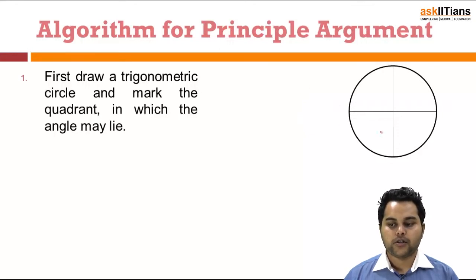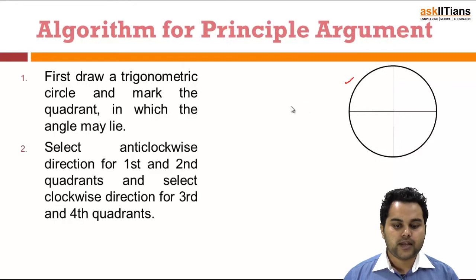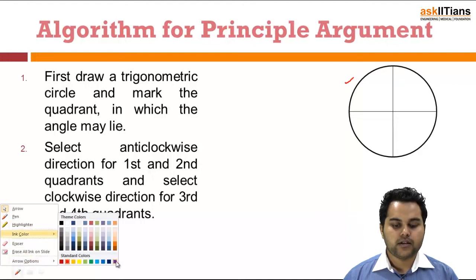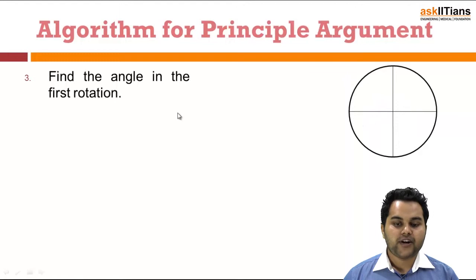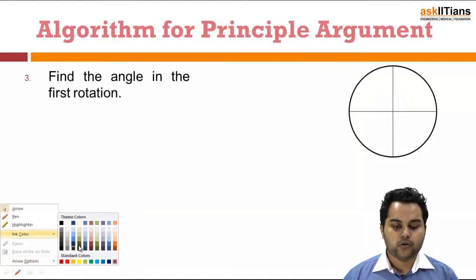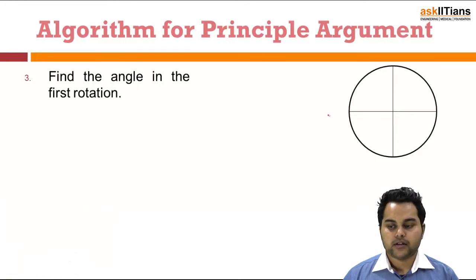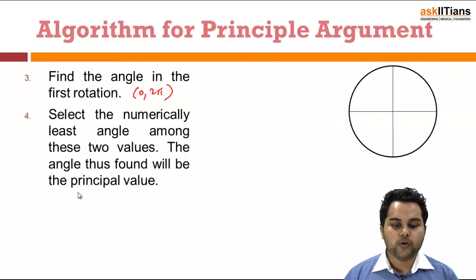So I have drawn the circle already. Next thing, select anti-clockwise direction for first and second quadrant. That we already know, that for first and second quadrant it will be anti-clockwise, and for the third and fourth it will be clockwise. Then find the angle in the first rotation. That is how we define the principal argument, that it has to be lying between 0 and 2 pi. Then select the numerically least value among the two values.